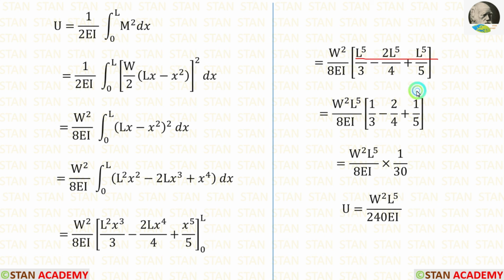We can take L power 5 outside. Then we can add these three values. When we add, we are getting 1 by 30. 8 into 30, we will get 240. Finally, we are getting the strain energy. U is equal to W square L power 5 divided by 240 EI. Now we are going to end this session. Thank you for watching this video.